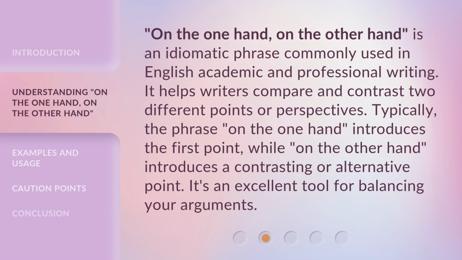On the one hand, on the other hand, is an idiomatic phrase commonly used in English academic and professional writing. It helps writers compare and contrast two different points or perspectives. Typically, the phrase, on the one hand, introduces the first point, while, on the other hand, introduces a contrasting or alternative point. It's an excellent tool for balancing your arguments.